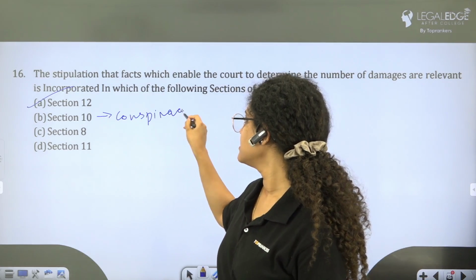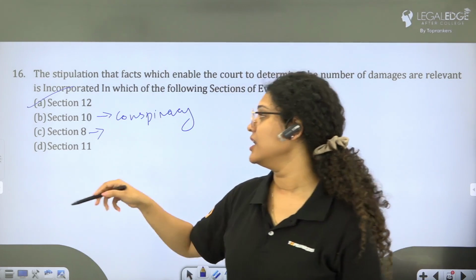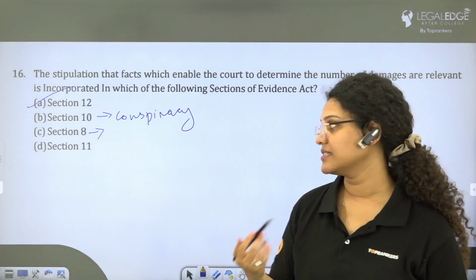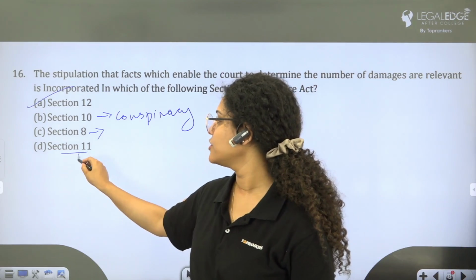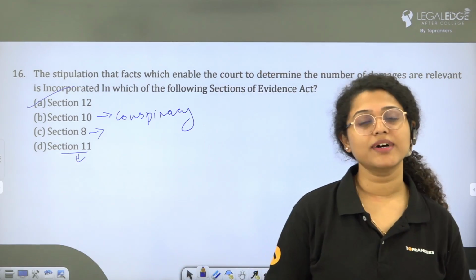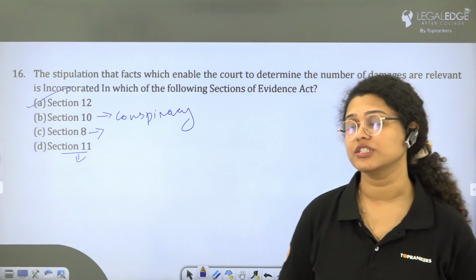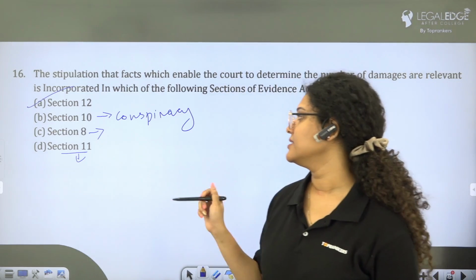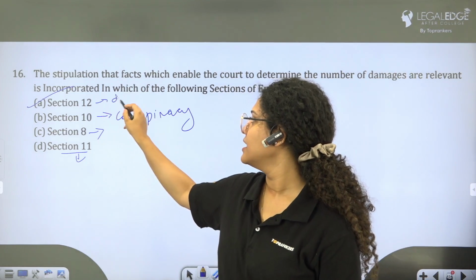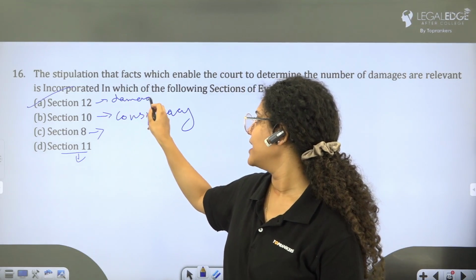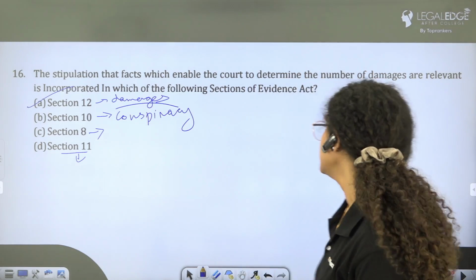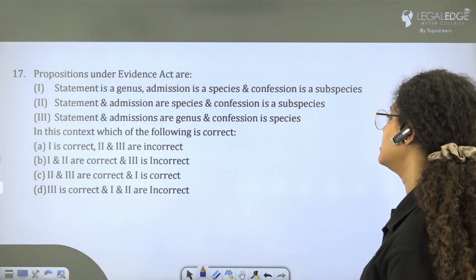Section number 8 जो है आपका ये बात करता है motive, previous conduct and subsequent conduct. Section number 11 talks about facts not otherwise relevant when become relevant. तो जो आपका plea of alibi वगैरह है वो section number 11 में जाता है. ठीक है. Section number 12 talks about damages, when for damages evidence is taken. ठीक है. चलो. All right.